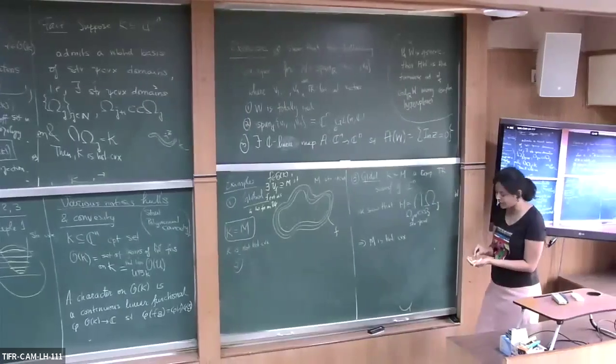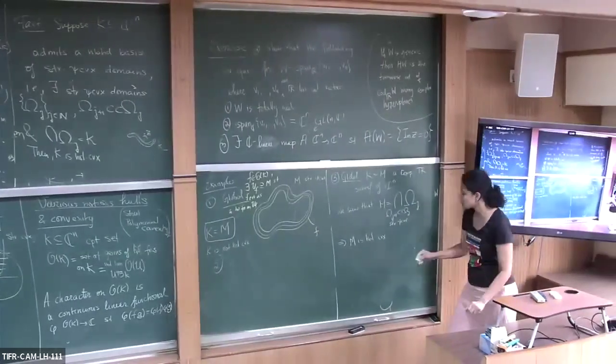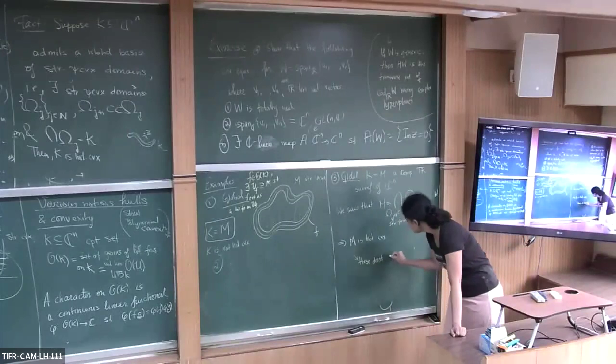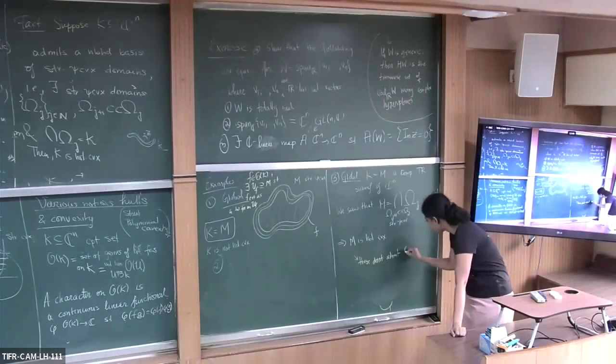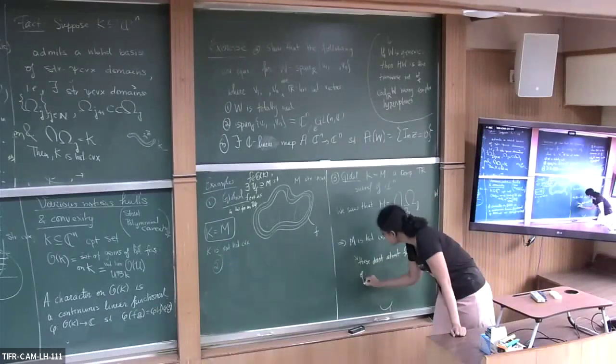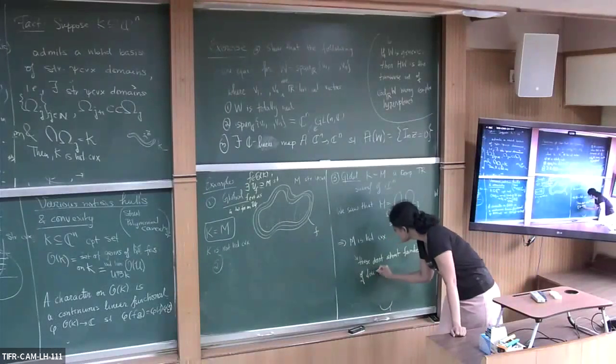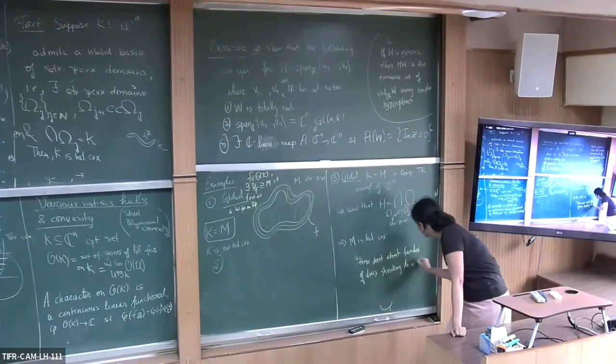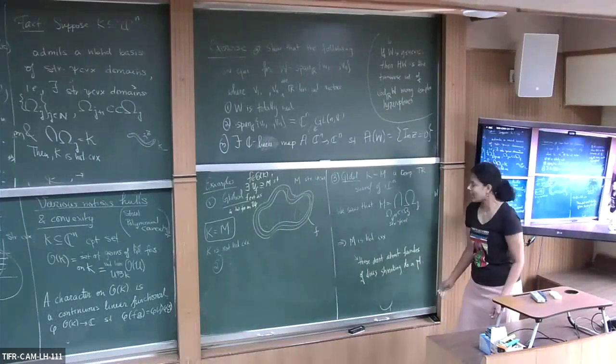And from the point of view of disks, what is the issue? The issue is that holomorphic convexity tells you that these don't admit families of disks shrinking to a point. That's what this is saying.